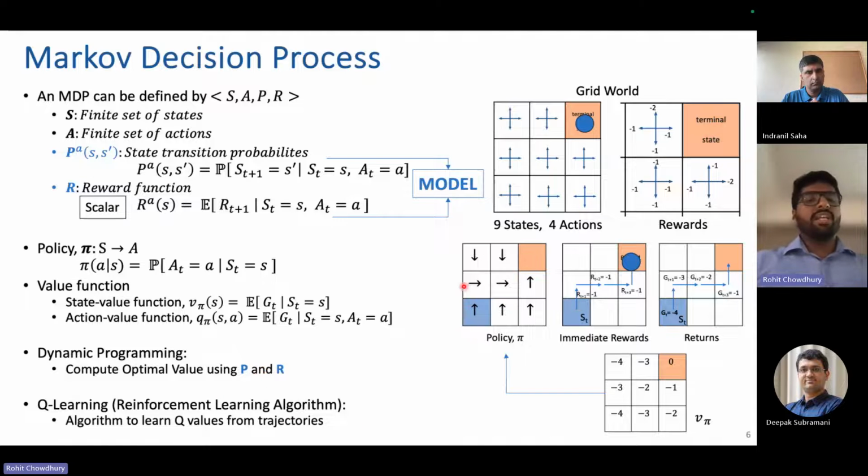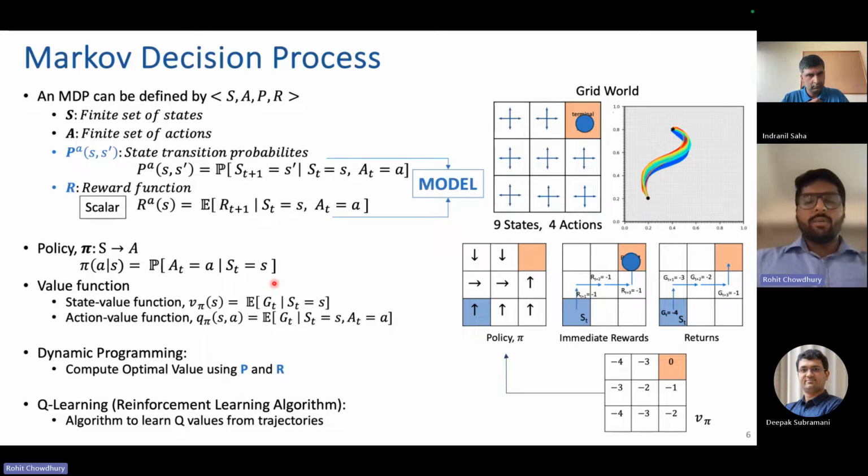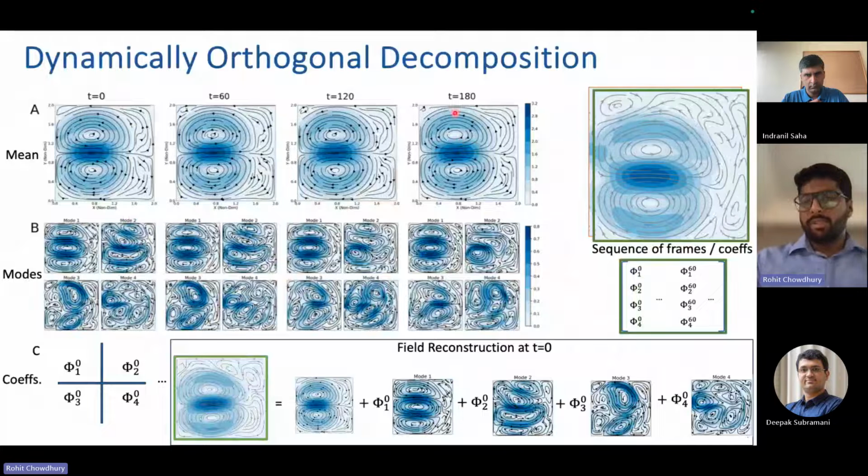Another way to go about solving MDPs is to use reinforcement learning algorithms. One such algorithm is Q-learning. And here in Q-learning, the idea is to learn these optimal Q values from trajectory information that could be collected either by exploring the environment or from some log data. So I hope this gives us all a brief intuition as to what MDPs are and how we use dynamic programming and RL.